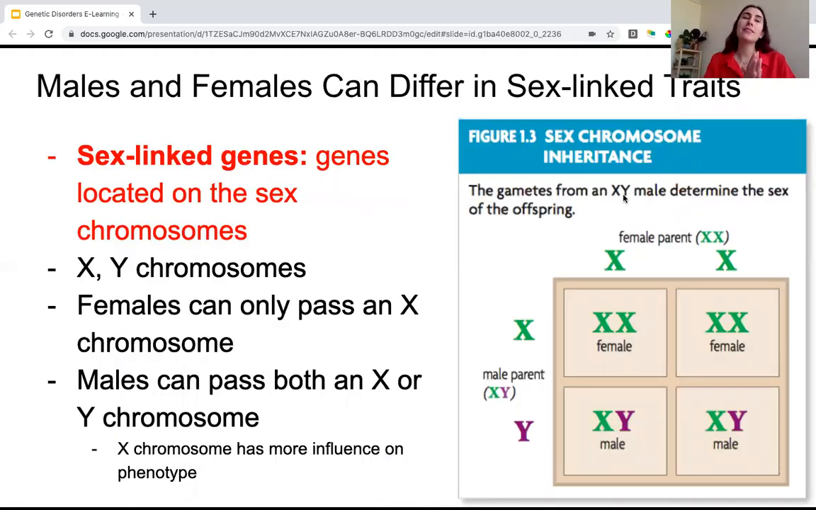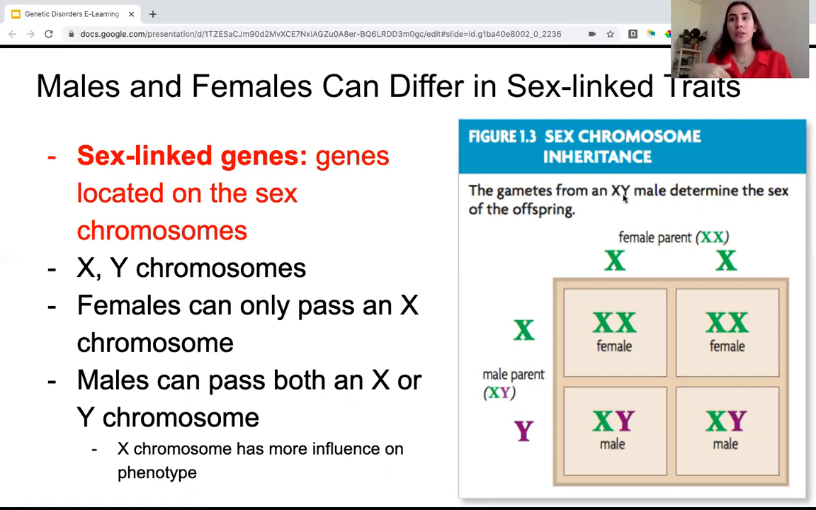So the last thing I want to talk about today is this idea of having sex-linked genes. So far we said that all of these genetic disorders were happening on autosomal chromosomes. What if the disorder happens on a sex chromosome, on an X or a Y chromosome? When a trait or a disease is associated with either an X or a Y chromosome, meaning they're sex-linked, we call these sex-linked genes. So these are genes that are either located on the X chromosome or on the Y chromosome.